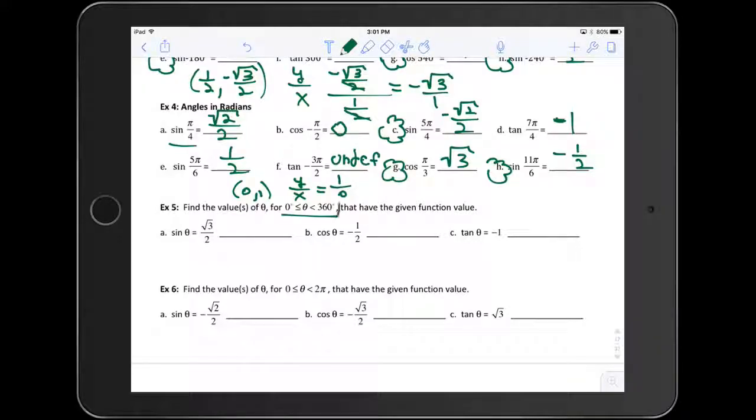Again, this is from 0 to 360 degrees. Looking at and finding where the y-coordinate is square root of 3 over 2. Here you're going to find the x-coordinate is -1/2 because we're dealing with cosine versus sine, like the first problem here. And then tangent, of course, is the little more complicated one because that's y over x.